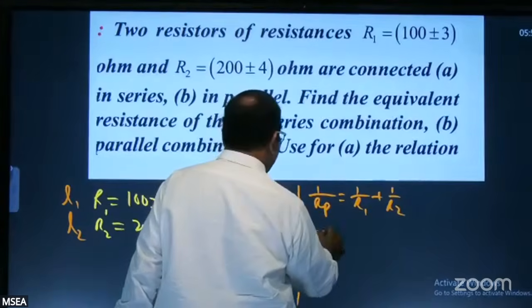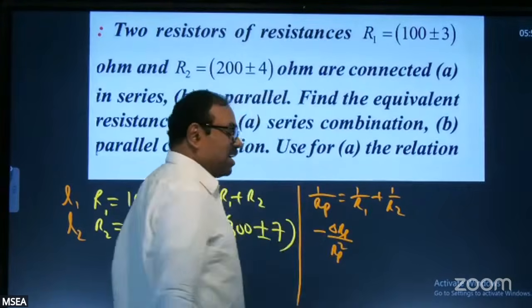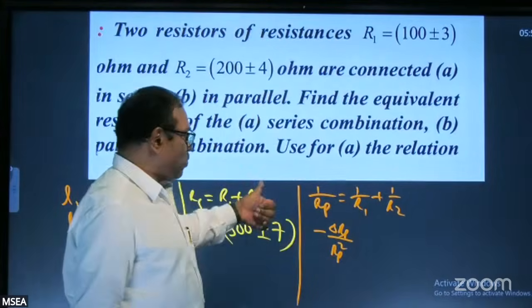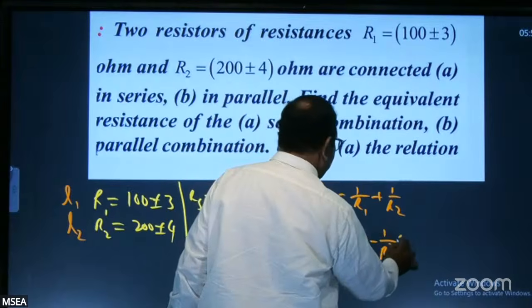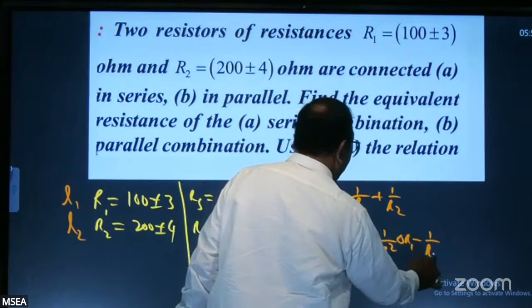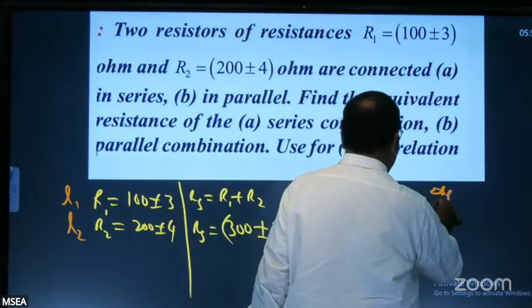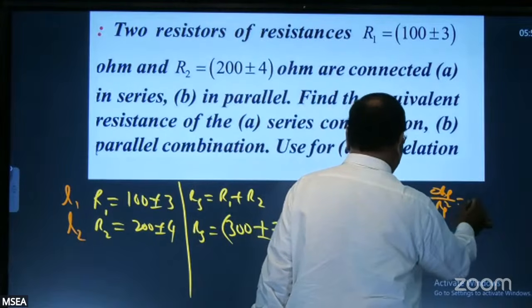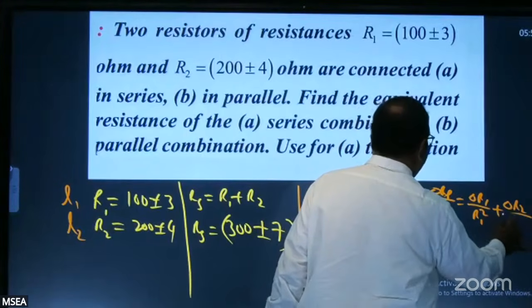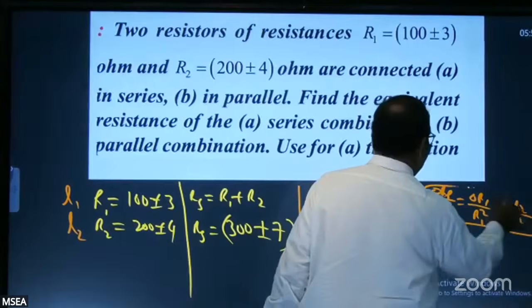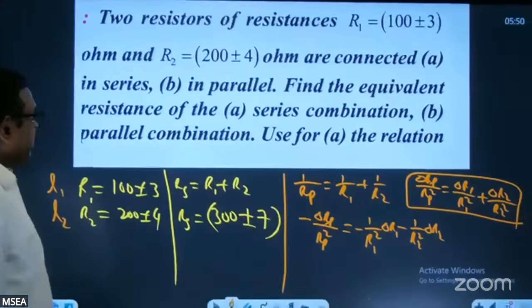So 1 by Rp gives minus delta Rp by Rp square, because the differentiation of 1 by x is minus 1 by x square into delta x. Of course, I'll give one formula: minus 1 by R1 square minus 1 by R2 square into delta R2. Or simply we can take delta Rp by Rp square is equal to delta R1 by R1 square plus delta R2 by R2 square. This way you have to remember delta Rp.